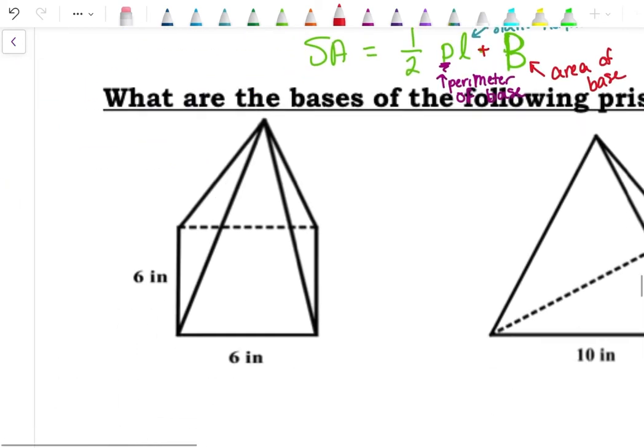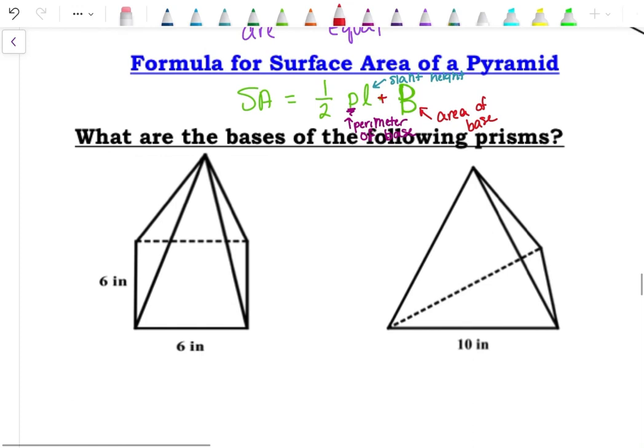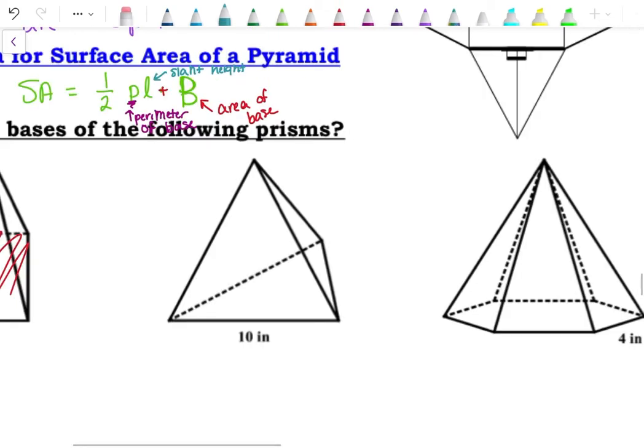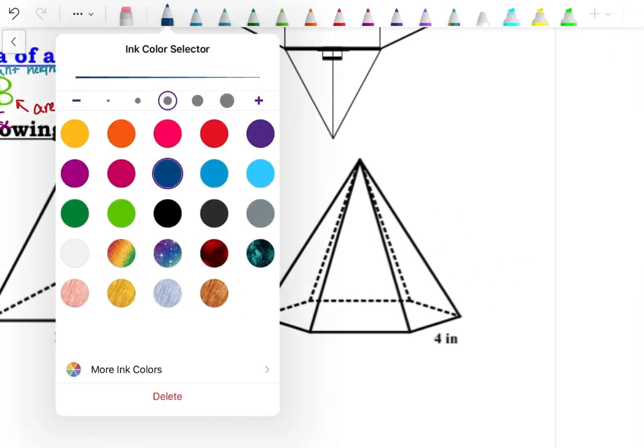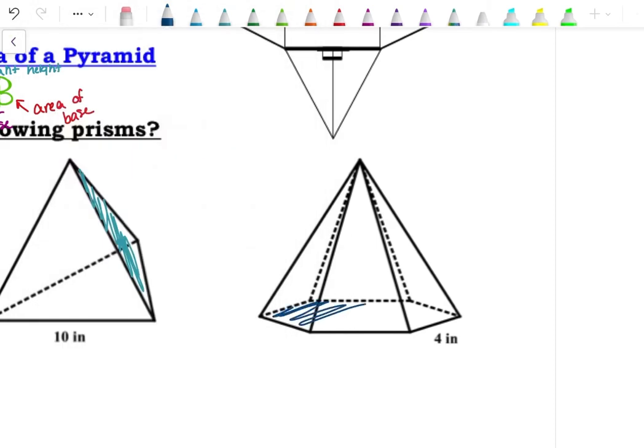So let's get going. First off, what are the bases of the following pyramids? On the first one, this is going to be our base right here. It is that square at the bottom, opposite the point. On the next one, this is actually a weird looking pyramid, but our base is actually going to be this side over here, which again is opposite the point. And number 3, our base is going to be this shape at the bottom right here, again opposite the point. This one is actually going to be a hexagon at the bottom, so pretty interesting looking pyramid.